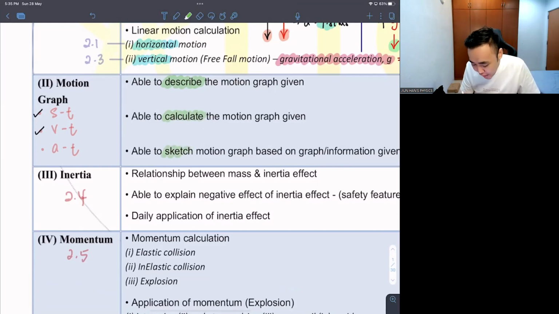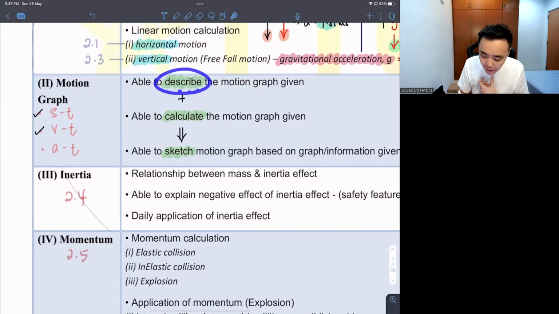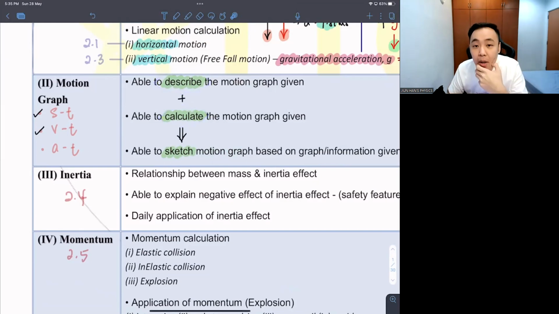Okay. And to be quite frank, when you can describe and calculate, then they become sketch. Yes, they become sketch. Why is that so simple? Because you see, describe is what? I give you the graph, you tell me what happened. So you use the logic only, right? I tell you what happened, you draw the graph. So describe, and you say, hey, then why need to plus calculate? Because at some point, certain values you need to calculate. Yes, you need to calculate.